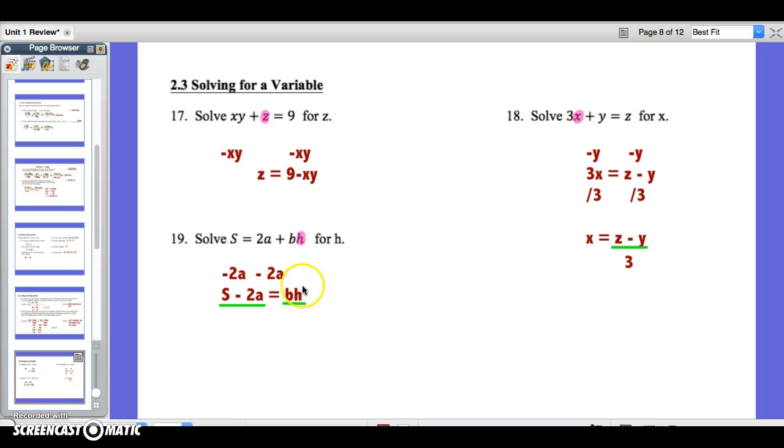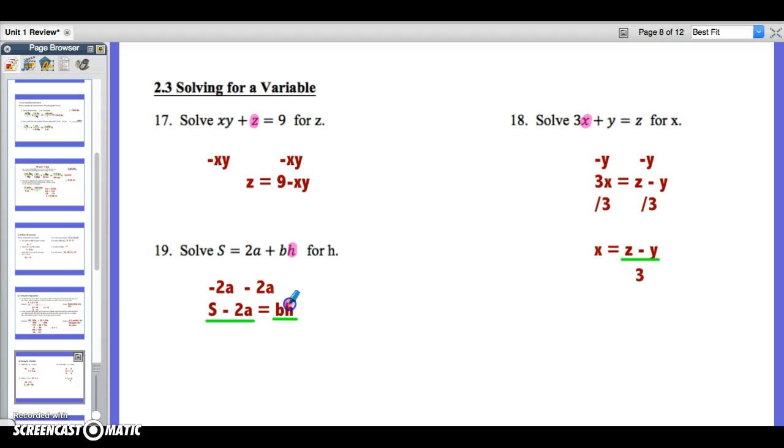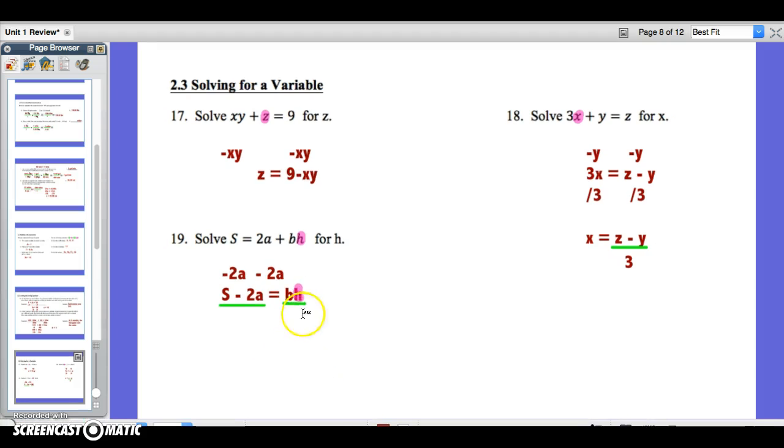Now, I'm still trying to solve for this h term. So here's my h. The b is tied to that by multiplication, and the inverse to multiplication is division. So you can see that I already drew my division bars in here, and now I'm going to divide by b on both sides.